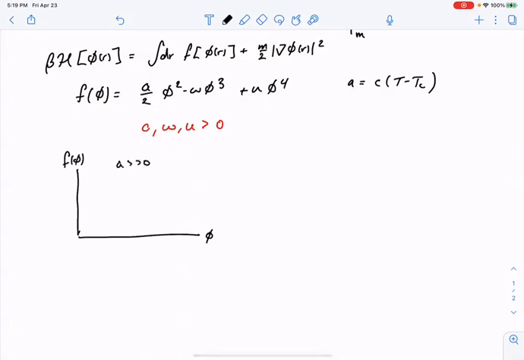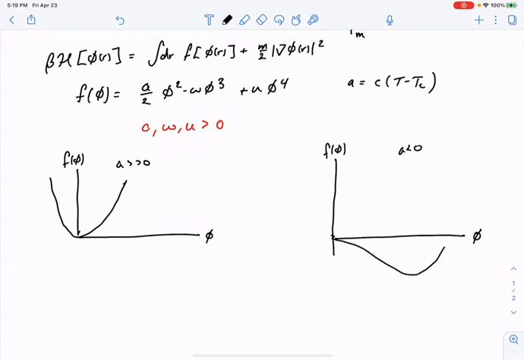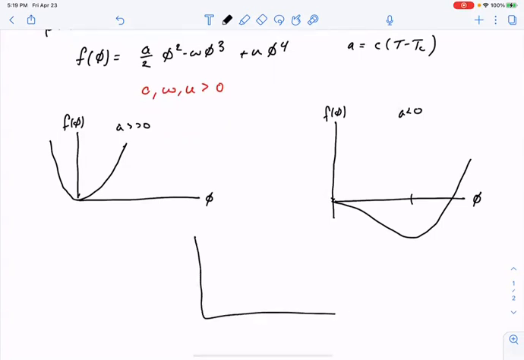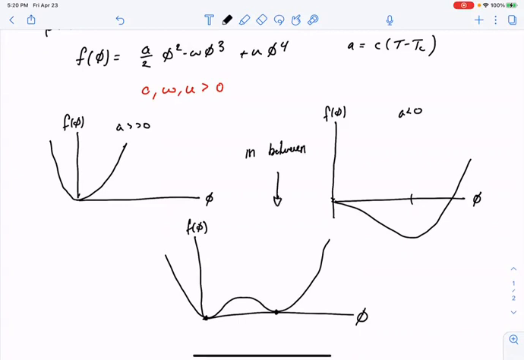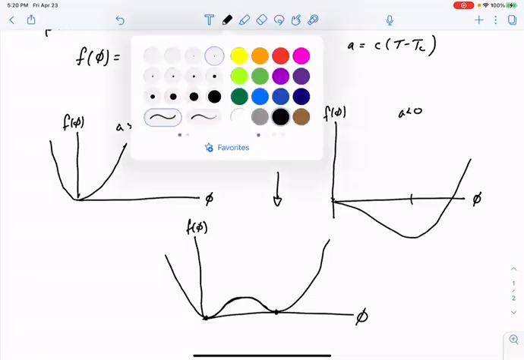For A very positive, we'll have something which just strictly increases. When A is very negative, we'll have something that decreases, has a minima at some finite value of phi. And in between, that cubic order polynomial can find itself having two intersections on the 0 line, one at 0 and one at phi finite. So this bistability, the coexistence of two stable states, is the hallmark of a first order transition.